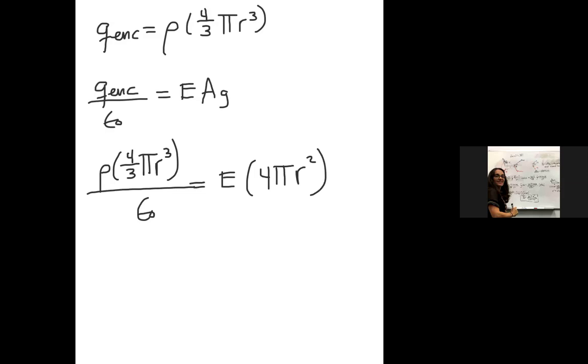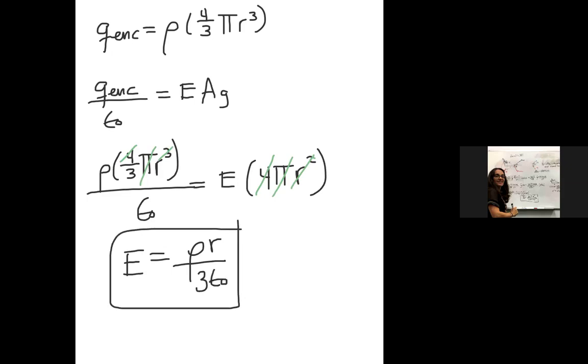And then 4 cancels 4, pi cancels pi, the squared cancels one of those, and I get an E field that is equal to rho r over 3 epsilon naught. They're all the same. Let's put them all on a new whiteboard. I have 3 ways to write this answer. They are all perfectly equivalent.